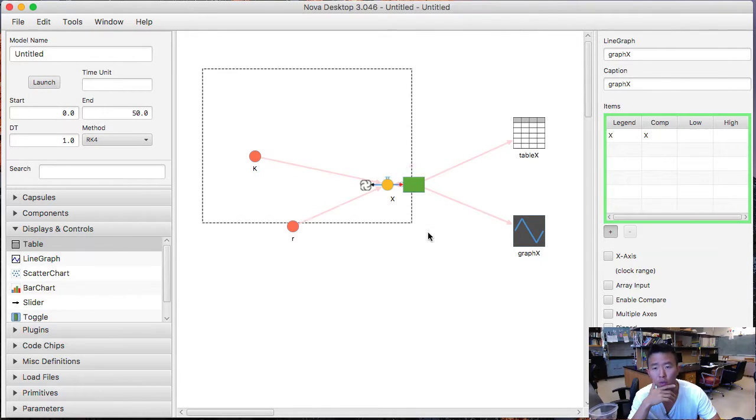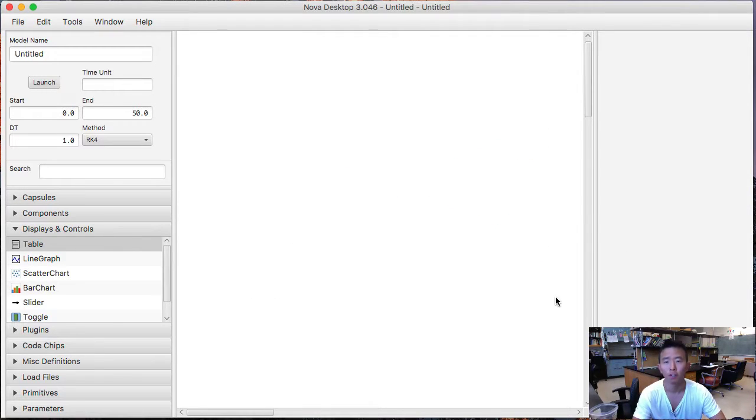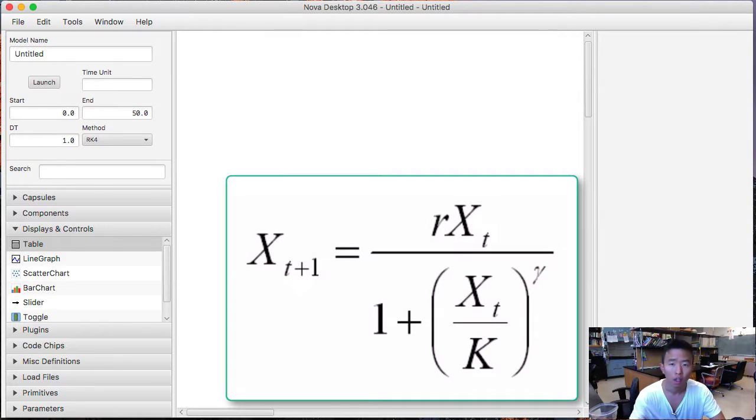Alright, for this model, we're going to use the difference equation made by two British fishery scientists named Ray Beverton and Sidney Holt. The equation was built in the 1950s. And here's the equation, which is now also known as the Beverton-Holt equation. So let's take apart the equation a bit.